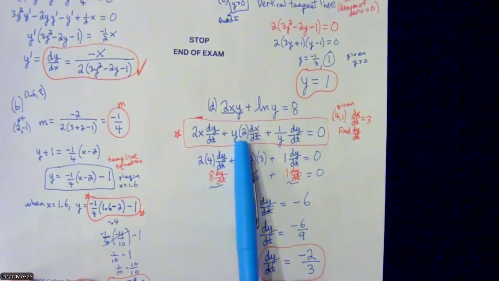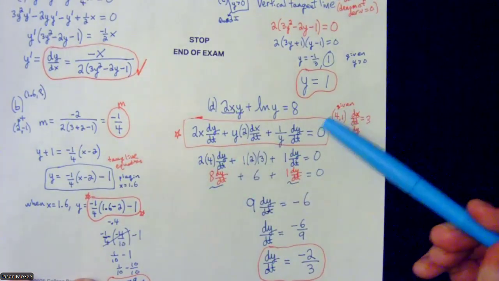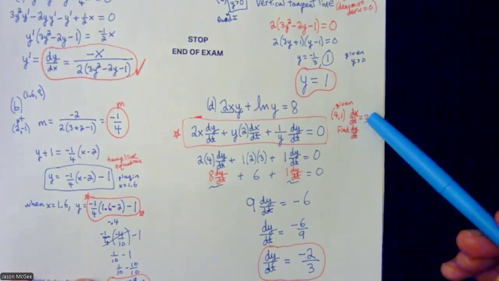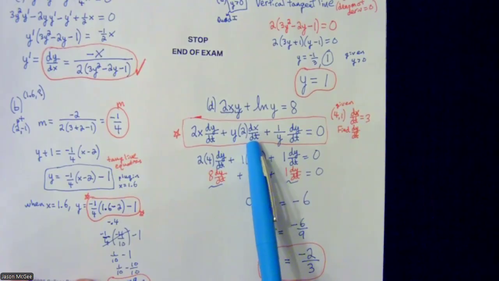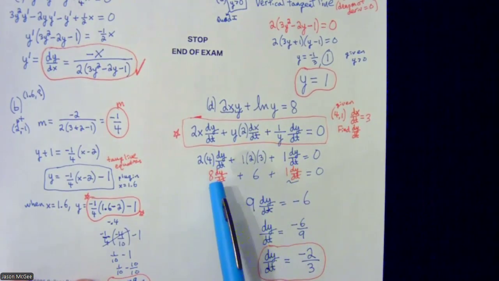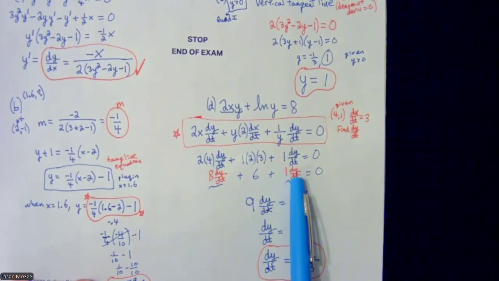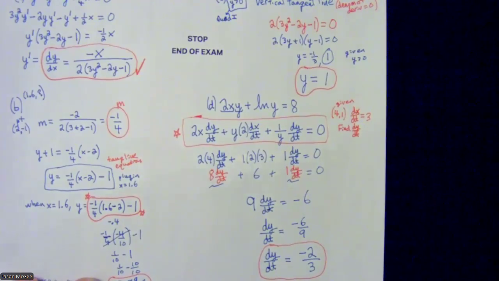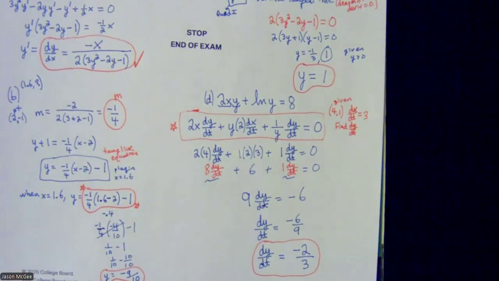And then after we take the derivative, you can just take the 4, plug it in for all the x's, take the 1, plug it in for the y's, take the 3, plug it in for the dx/dt. So all I did was just plug in numbers right away, and then I combined like terms. I had 8 dy/dt plus another 1 dy/dt, so that became 9 dy/dt, moved that 6 over, and got the -2/3 for that answer. Boom.